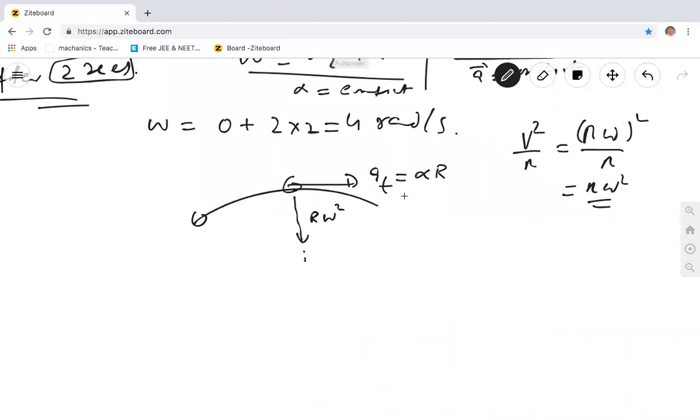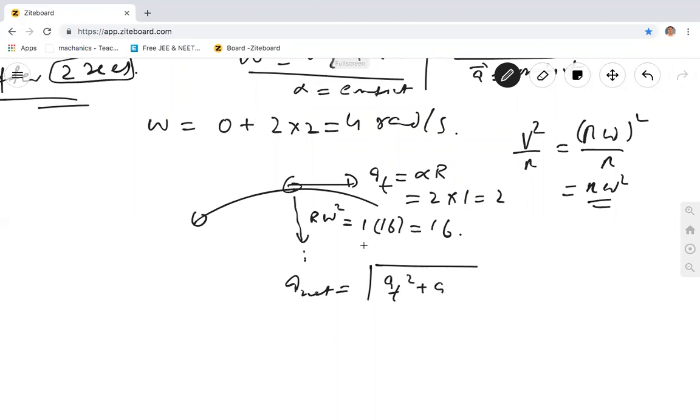Now this alpha is 2, r is 1, so it is 2. What about this? r is 1 and omega is 4, that is 16, right? And net acceleration is equal to the square root of at square plus ac square, centripetal acceleration. That is root of 4 plus 256, and it is 260. Answer.